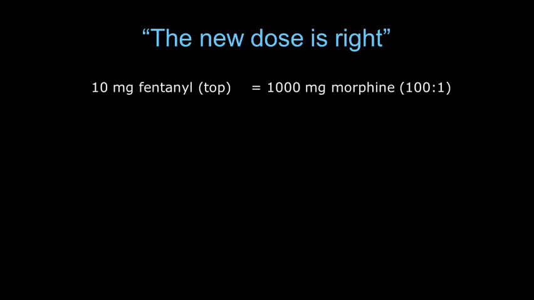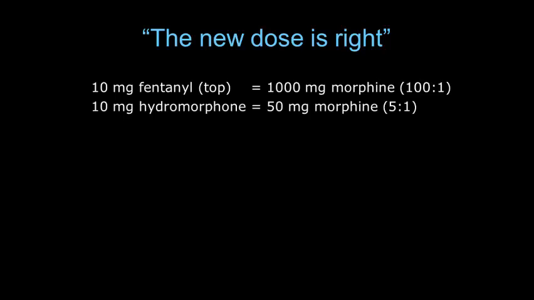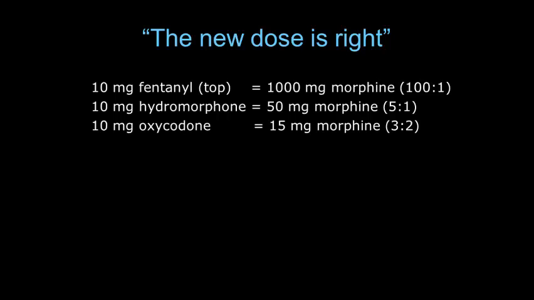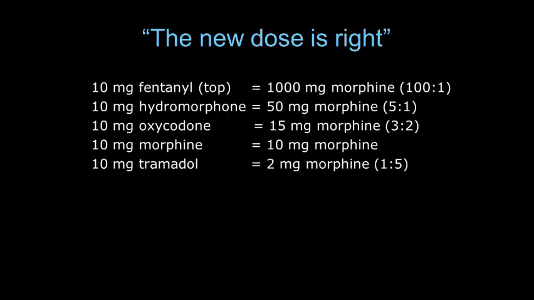Fentanyl is the strongest. It's measured in micrograms. That's the giveaway. It's 100 times stronger than morphine. Then hydromorphone is 5 times stronger than morphine. Oxycodone is 1.5 times stronger than morphine. Morphine is the same, obviously. Tramadol is 1/5 the strength of morphine, and codeine is about 1/6 to 1/7.